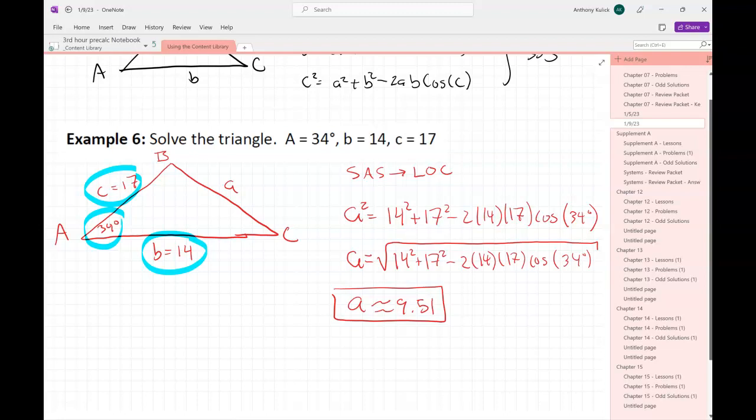All right. So we have side A. Now we need to find our angle B and angle C. Does it matter which order we do this? Since I'm asking this question, you would tend to think it does. Yeah, it does. What is Mr. Kulik afraid of happening?